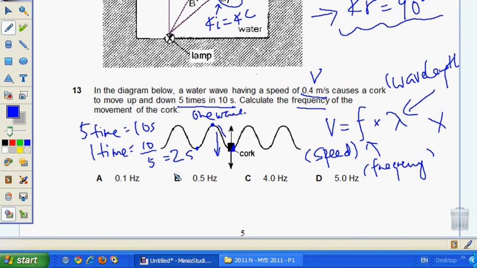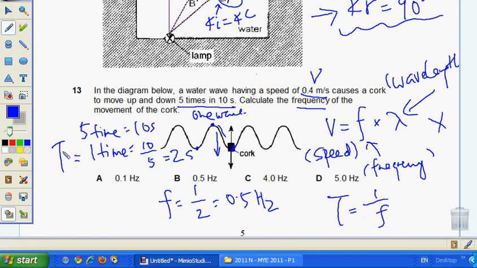So frequency is equal to the number of waves created in 1 second. So it's 1 over 2, and the answer is 0.5 hertz. The time for 1 time is actually the period, so the formula to use is f equals 1 over T. This 1 time is my T. The time taken for one complete up and down movement is 2 seconds. So f is equal to 1 over T, which is 1 over 2. So my answer is 0.5 hertz, which is option B.